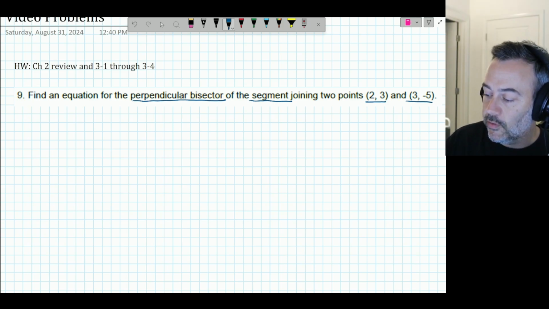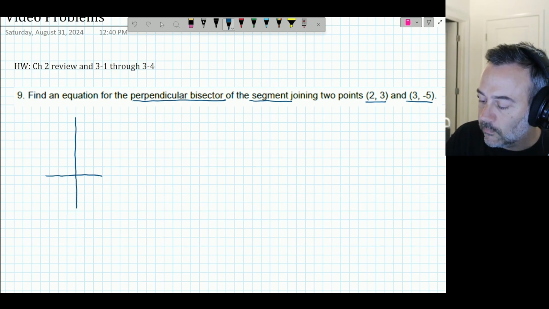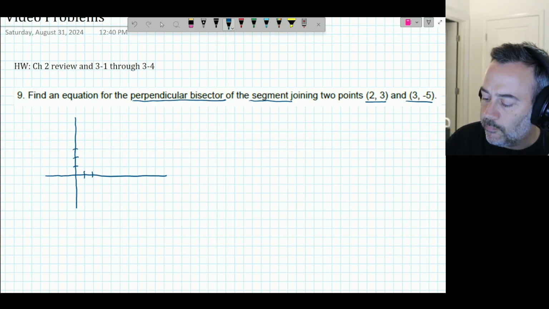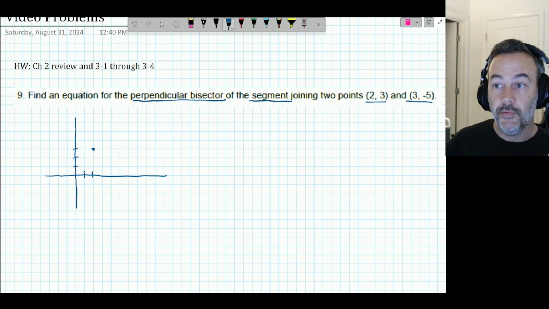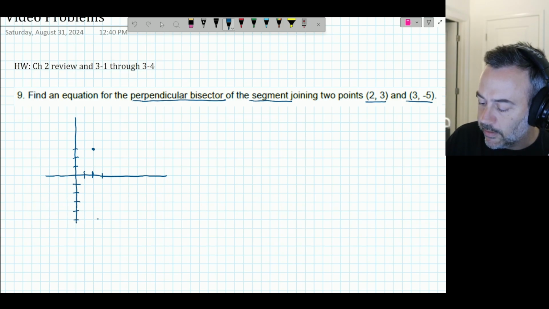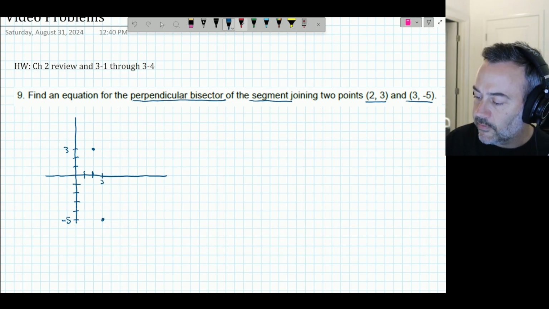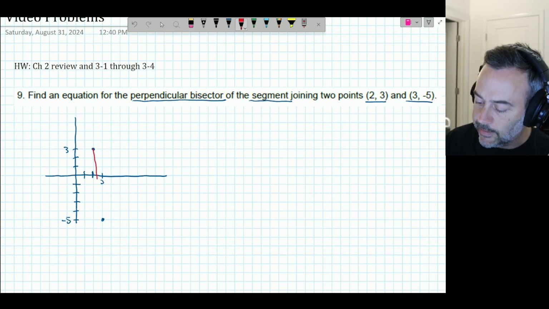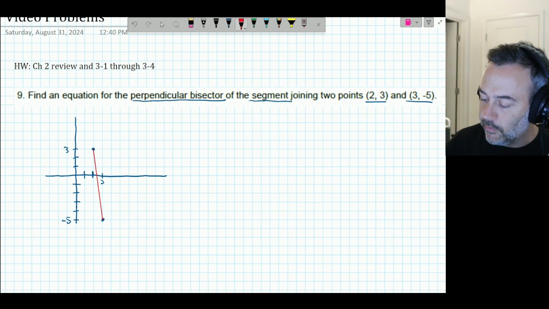It's helpful to graph those 2 points. Our graph doesn't need to be beautifully perfect. It just needs to be accurate enough to understand the situation. 1, 2, 3, 4, 5 down, -5. This is up 3 and 3, -5. So I'll just connect that with a red line segment for the sake of viewing that.